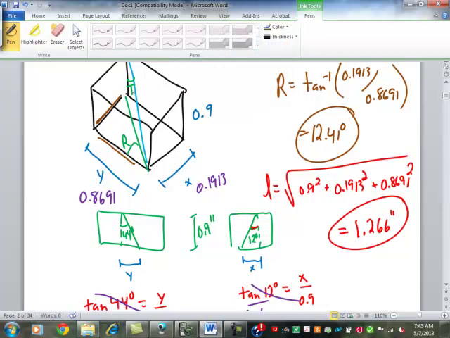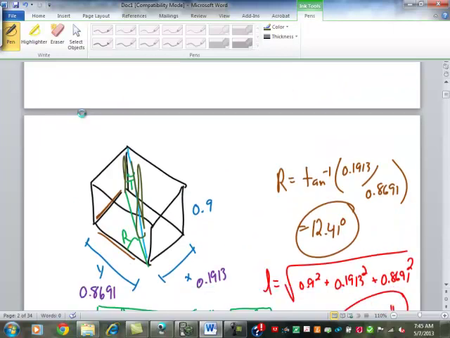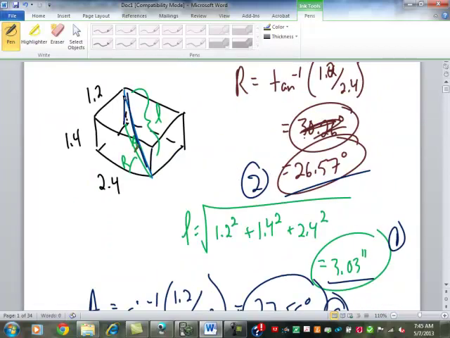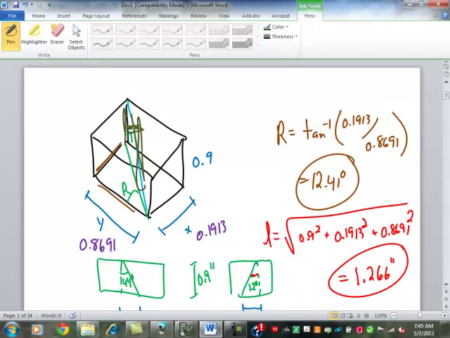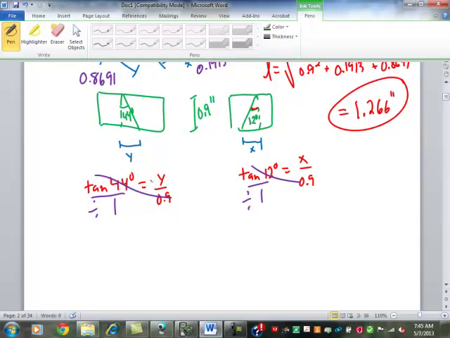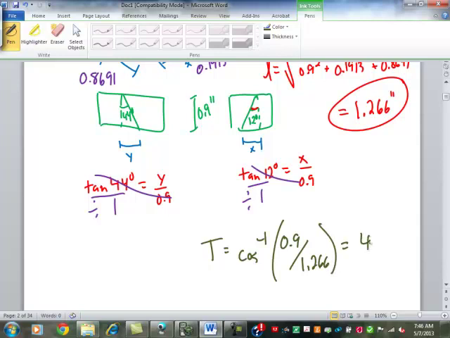And now that we have that length of cut, we know the height here. So T is going to be, A here was down. Since A was down here, we had the opposite side and the hypotenuse. That's why we used sine. But since T is this angle up here, we have adjacent side and hypotenuse. So we're going to use inverse cosine. Adjacent is cosine, opposite was sine. So T is going to be an inverse cosine of that thickness of 0.9 over the length of cut of 1.266, which should come out to be 44.69 degrees.